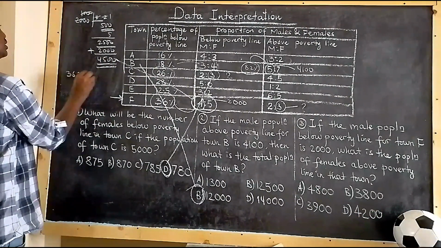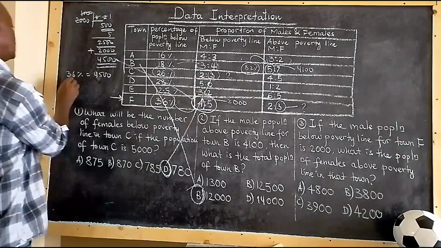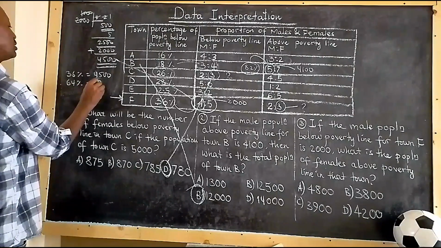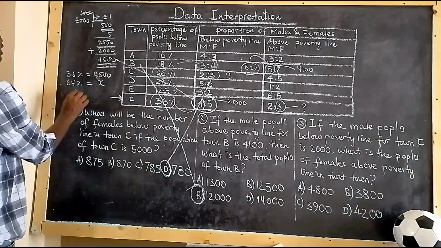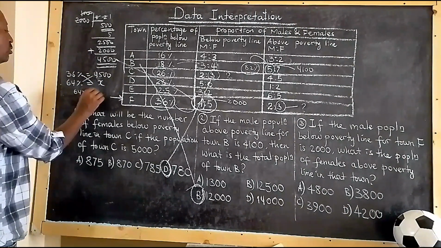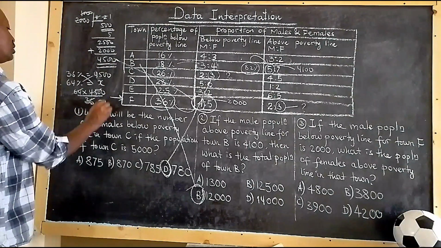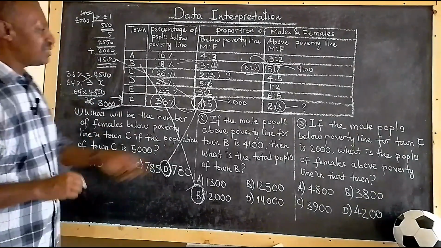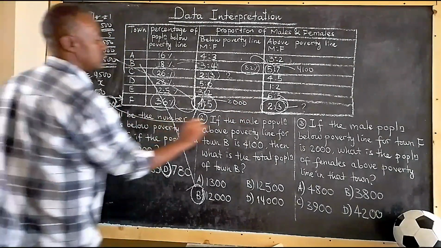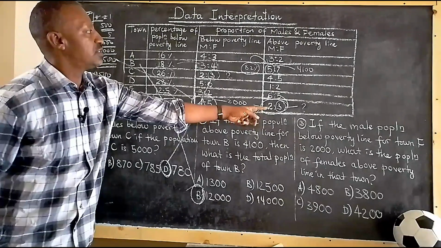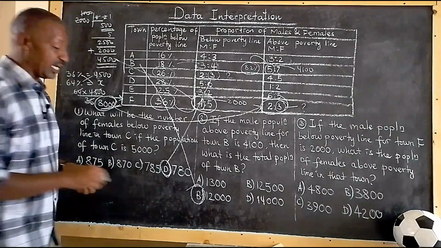So if 36% is 4,500, we can find the 64% is X, this population, right? We don't know. So to get this, you can find 64 times, crisscross, 4,500 over 36, right? When you work this out, you can get 8,000. 8,000 is the total population of this town above poverty line, right? Now still the answer is not yet found.